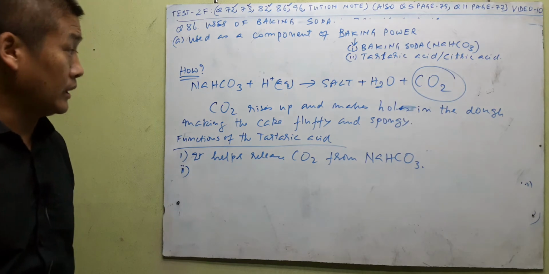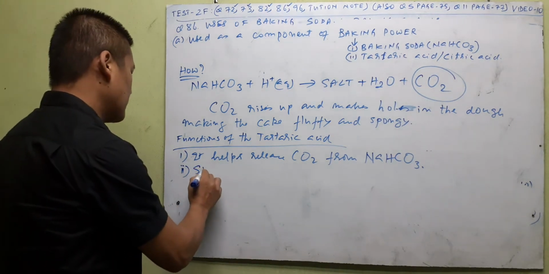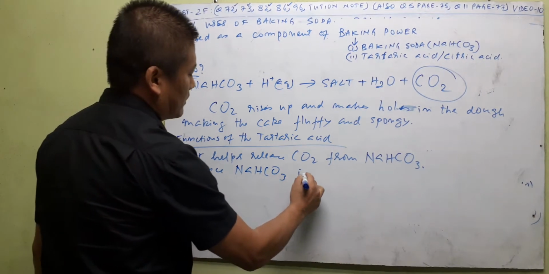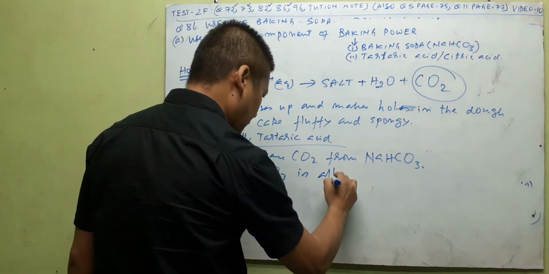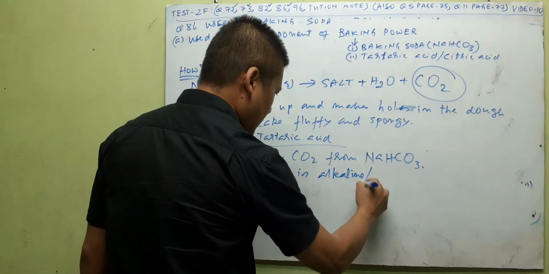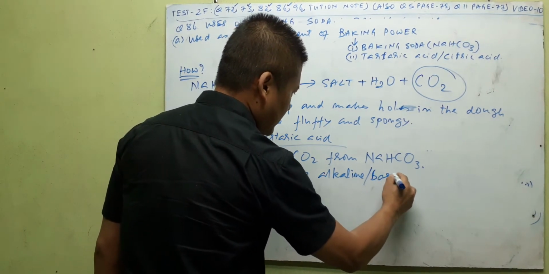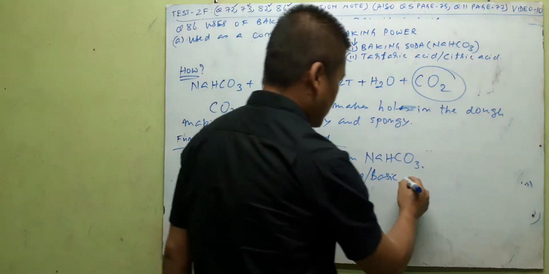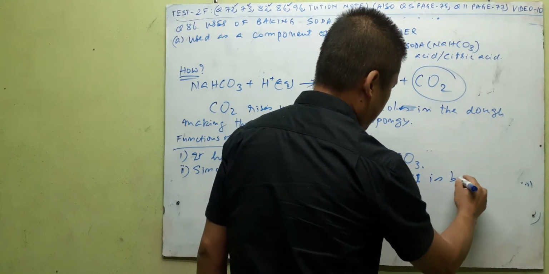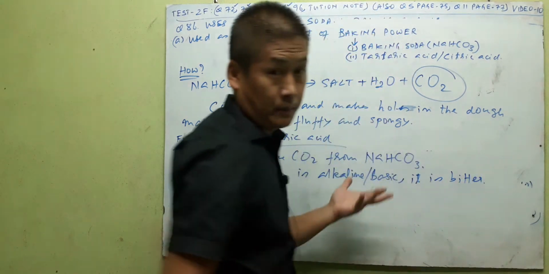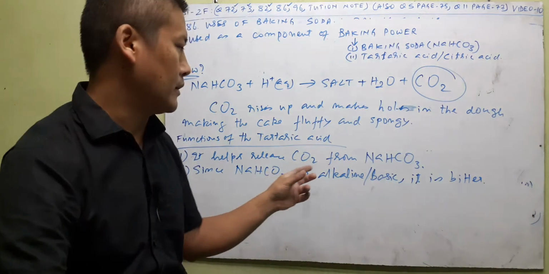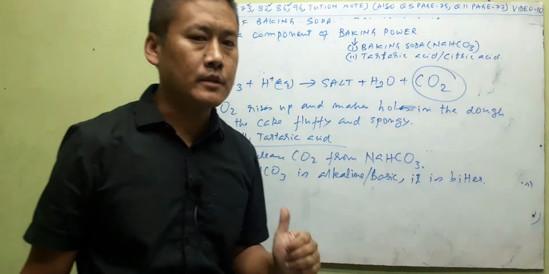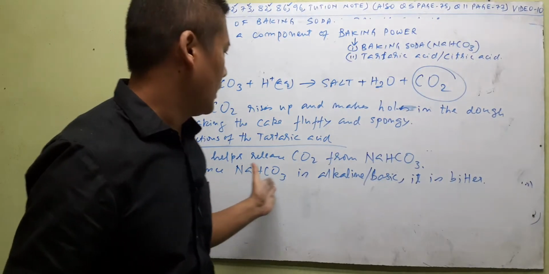Number two, here, since baking soda is alkaline, alkaline is another word for basic. Alkaline or basic is the same meaning. Since baking soda is alkaline, it is bitter. All bases are bitter. Now, the first definition of acids and bases in the first part of the first video is bases are substances that are bitter in taste. We studied that. So it is bitter.